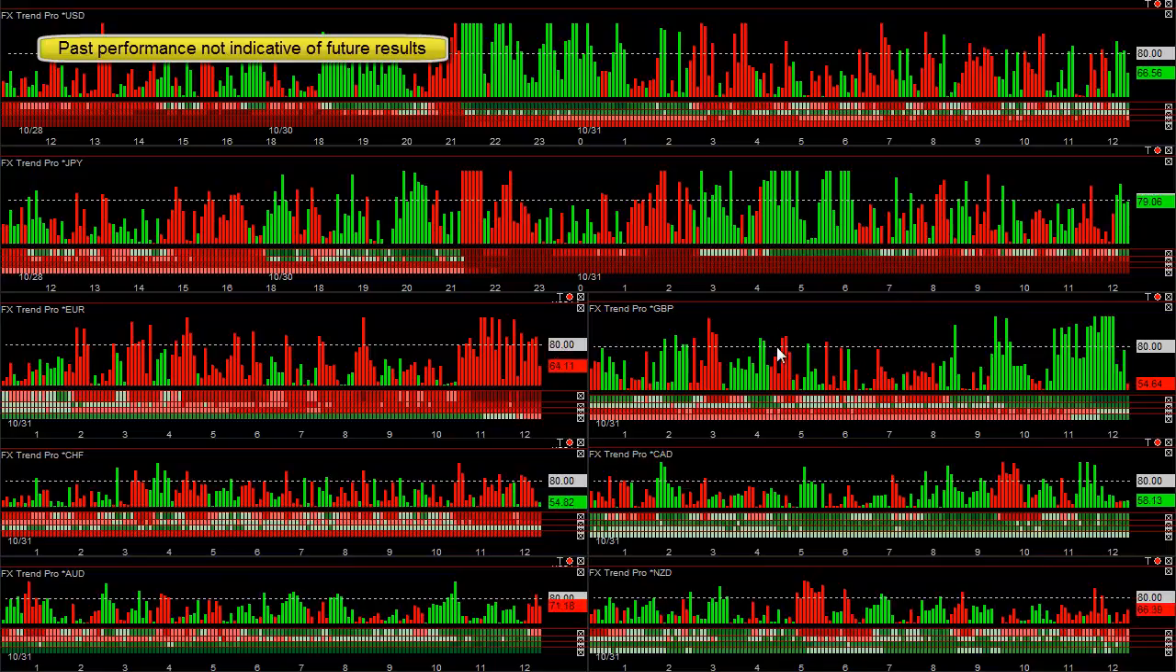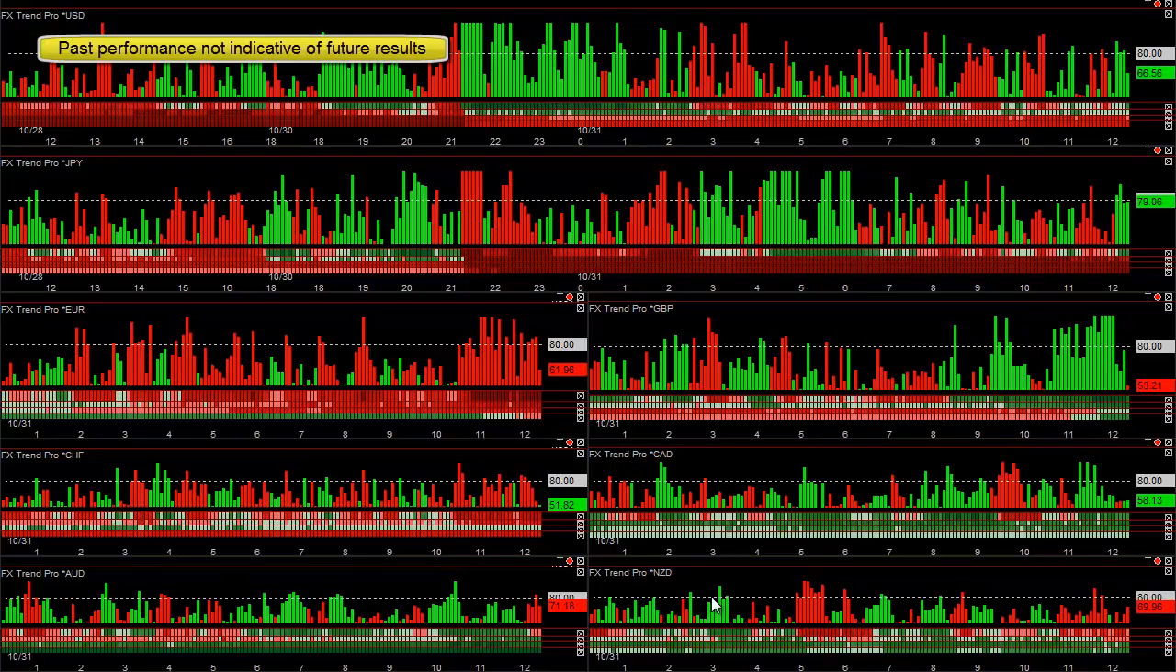Here's a good pattern with the pound. A little bit of weakness throughout the day, but not multiple hours like you have in the euro. A lot of intense weakness, and then it disappears. You have strength followed by very little weakness. At that point, it's very likely that the pound strength will continue back.